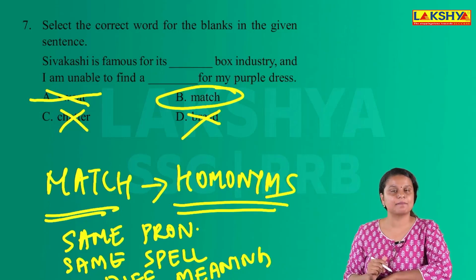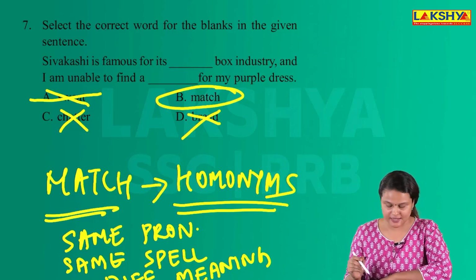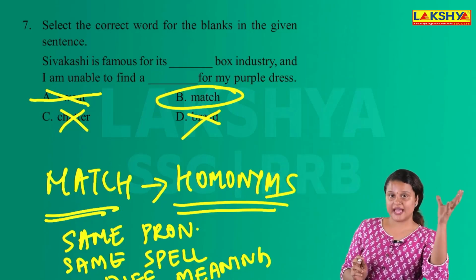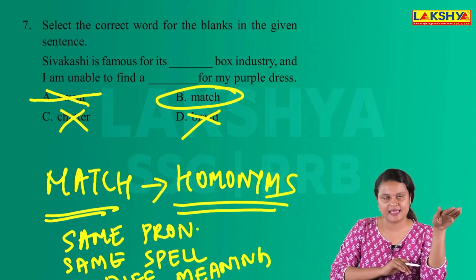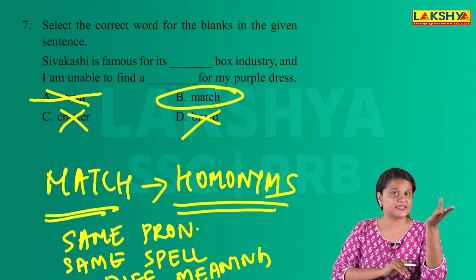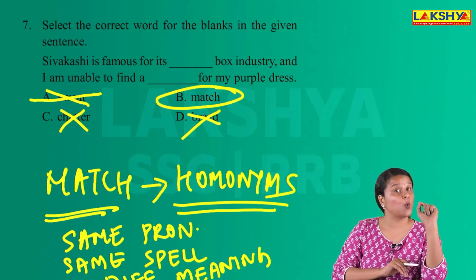So match is an example for a homonym because, for example, two matches are mentioned here. Same pronunciation. The match, like something matching with something else, and the matchbox. They have got the same pronunciation, same spelling as well, but the meaning is different. Did you understand? So that is what you call a homonym.